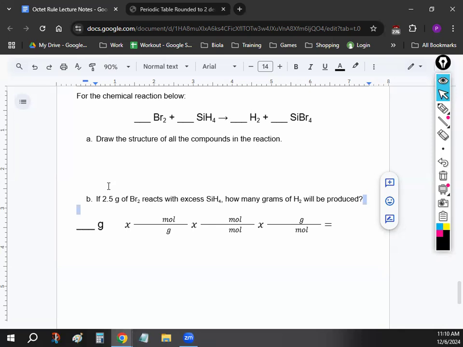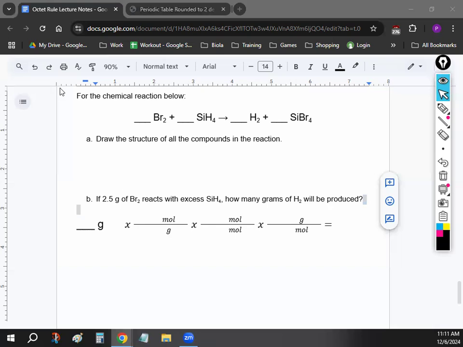Yes? It's probably okay, if you remember, let me know, okay? But basically it's a mega problem. We're combining all the things we learned. You're going to have the structure, balancing, and stoichiometry. There's also going to be theoretical yield, actual yield, and percent yield on there.